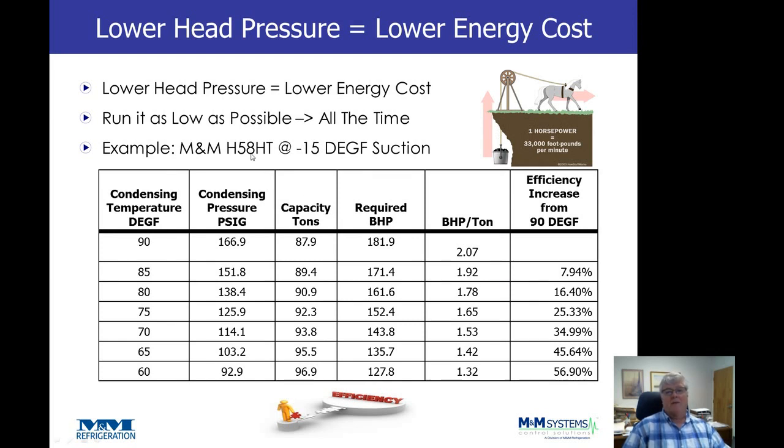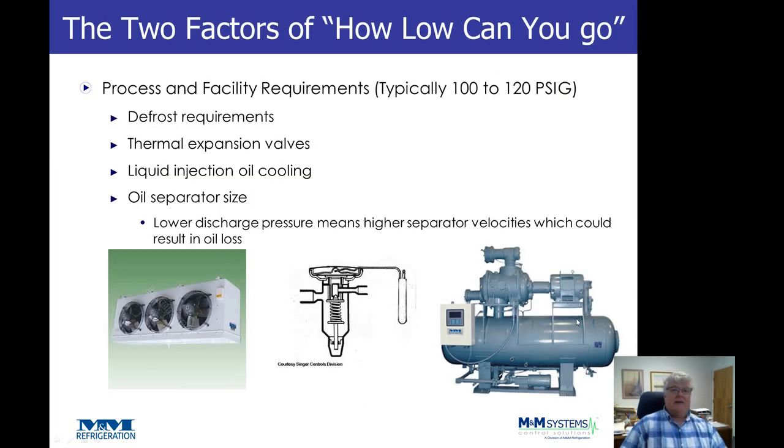Here's a great example. One of our compressors at minus 15 degrees suction at different condensing temperatures, corresponding pressures, you can see that the brake horsepower per ton goes down as the condenser pressure is lowered. Therefore, the efficiency from like the 90-degree point goes up. Screw compressors like it when the head pressure is low. They run much more efficiently, so that's what you want to try to do.